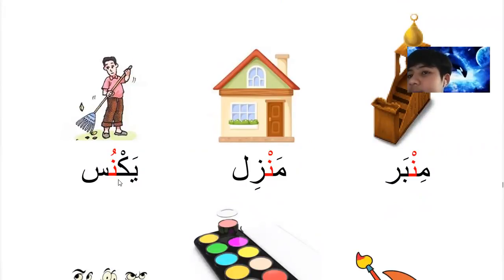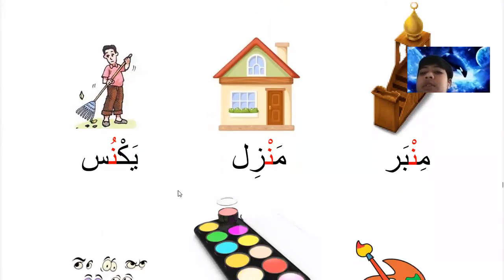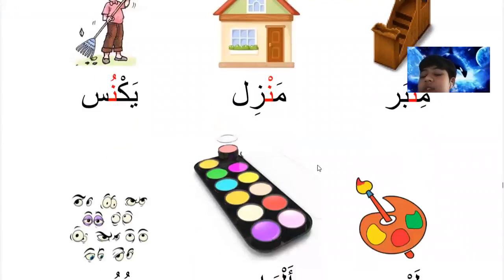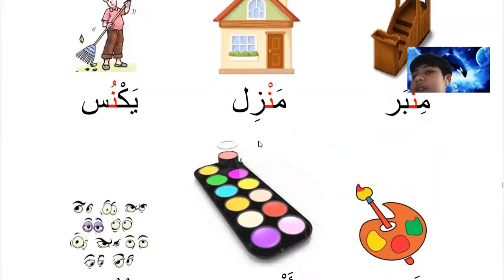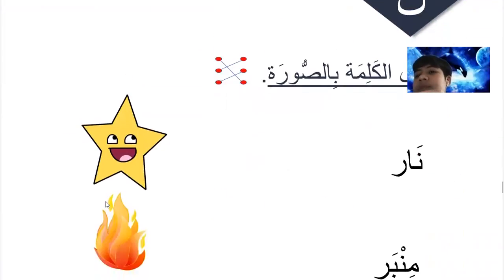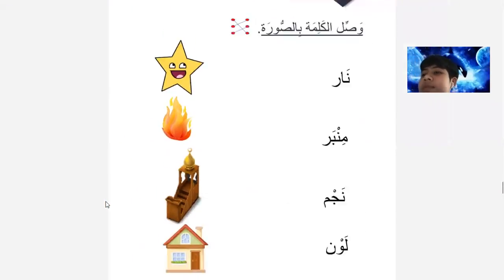Manzil, house. Yakunusu, he is sweeping. Lawn means color, paint. Alwan, colors. Uyun, eyes. Wassil al-kalima bis-sura. Join the word with the picture.